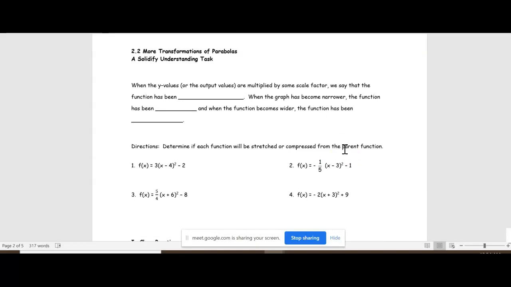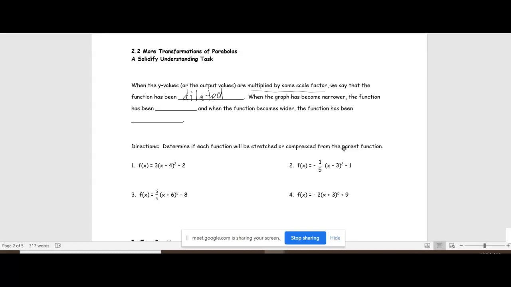Okay, it says 2.2, more transformations of parabolas. So just going to add some layers here. So when it says the y values or the output values are multiplied by some scale factor, we say that that function has been, you're going to put in the word dilated. You would have talked about this a little bit last year. I don't know if we used the word dilated in Math 1, but it's when we basically make bigger or smaller. I think that is something we do specifically in Math 2.